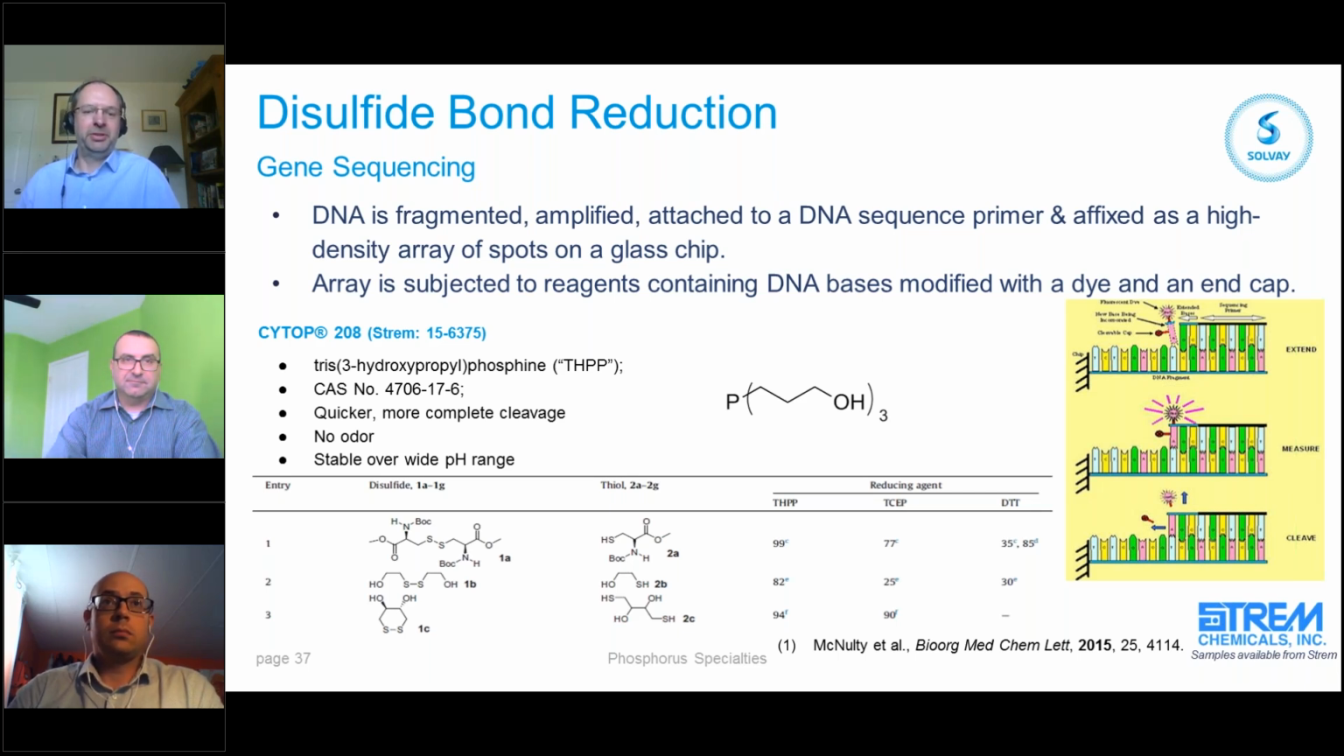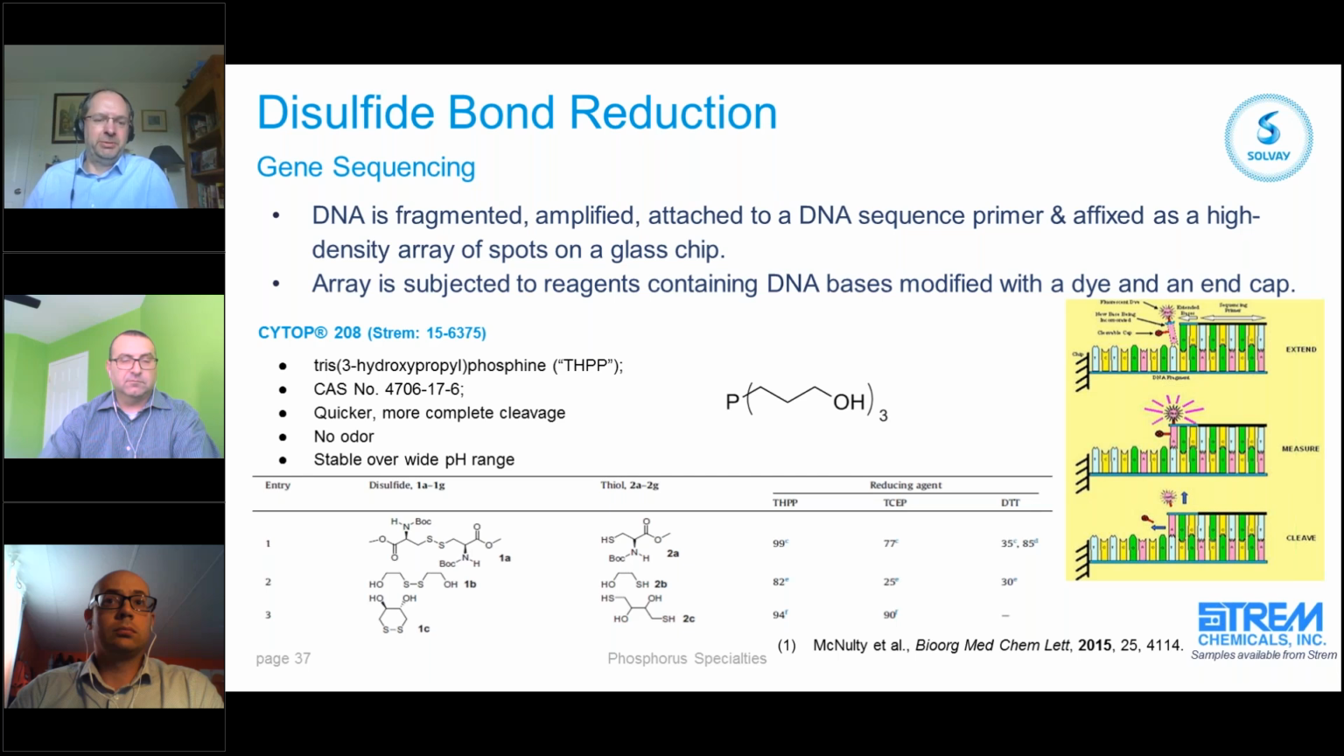So disulfide bond reduction is an important process in gene sequencing tools. Phosphorus reagents are one of the reagents that can be used for disulfide bond reduction. Shown here is tris hydroxypropyl phosphine. If you look at the table at the bottom with the model disulfide, you'll see that THPP and another phosphorus reagent, TCEP, give much better yields than an alternative, dithiothreitol, DTT.